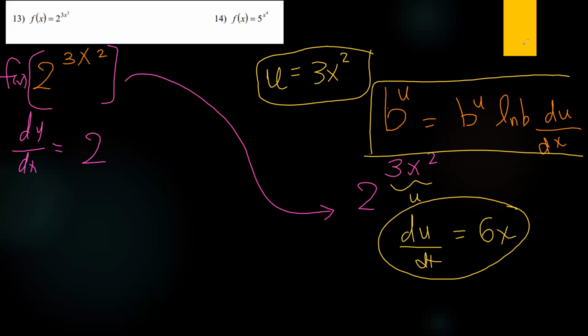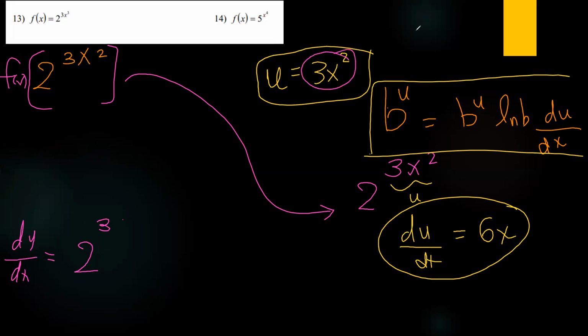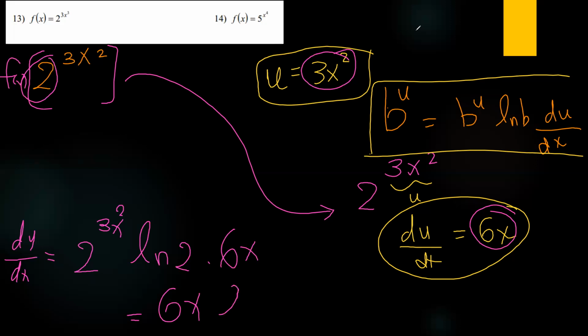So let's come back now. So the derivative will be 2, which is b, raised to the power u. Where is u? Which is 3x squared. Times ln b. Where is b? Which is 2. Times du over dx, which is 6x. This will now be the derivative. It will be 2 raised to the power 3x squared, which is b to the power u, times ln b times du over dx. We can't simplify, right? Just rewrite it like 6x ln 2 times 2 to the power 3x squared. You cannot multiply 2 by 6. Be careful.